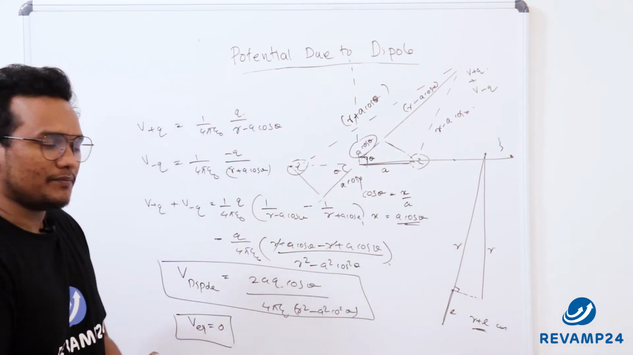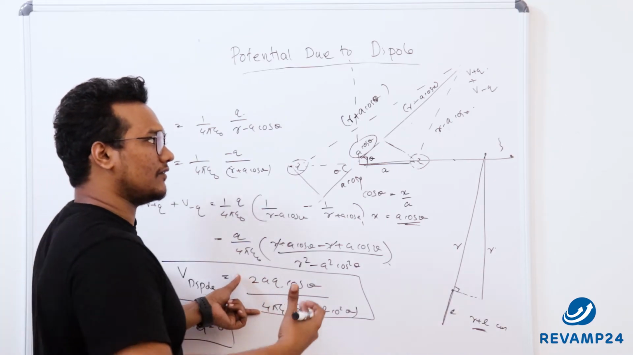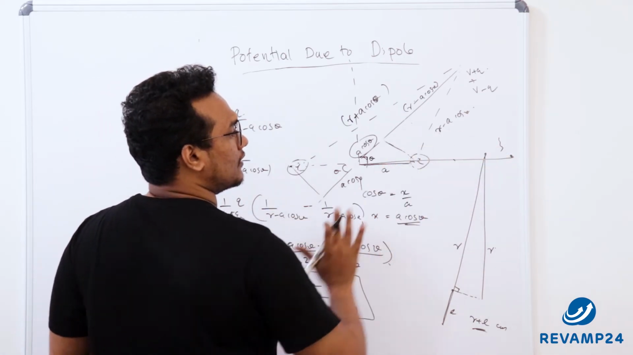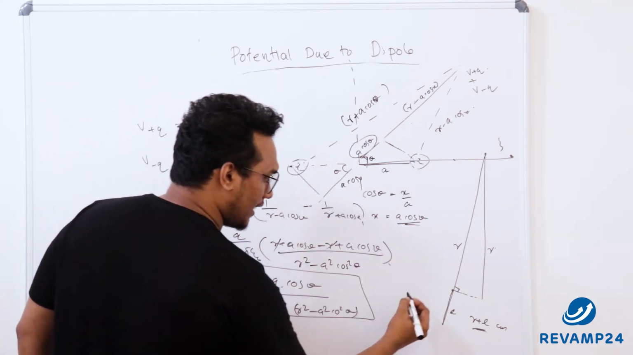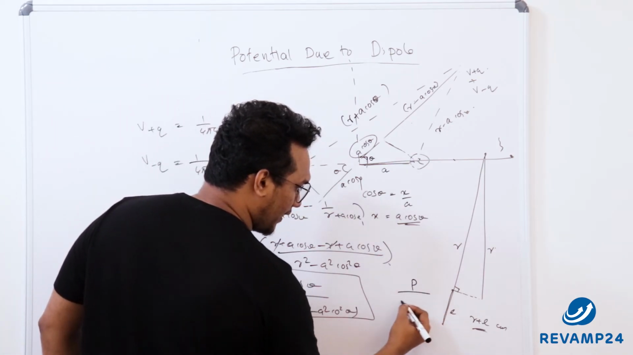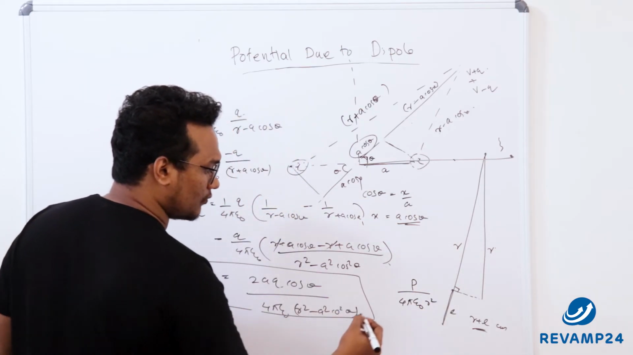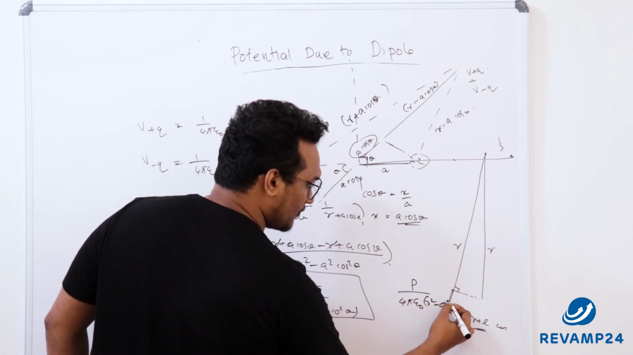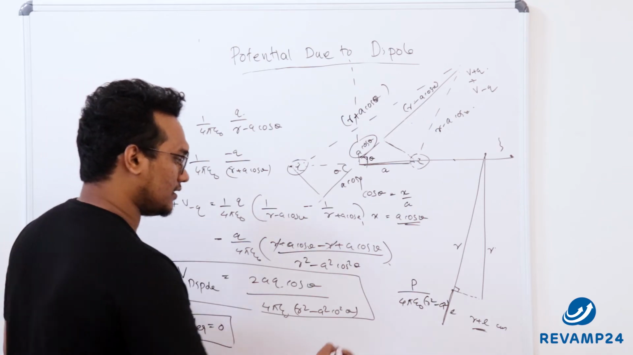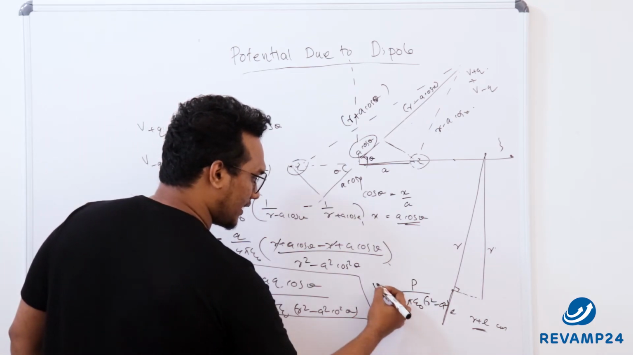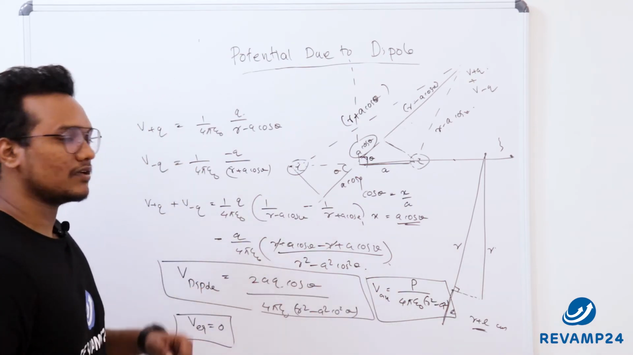Okay. Now we will see whether this equation holds true with the relation we have derived to find potential at a point on the axial line. What was the equation we have derived? That was P divided by 4 pi epsilon 0 r square. Basically the equation was r square minus a square, but we have neglected a square when a is very small as compared to r. So this was V axial line. Okay, this was the equation we have derived. We will see whether we can get the same equation with this.